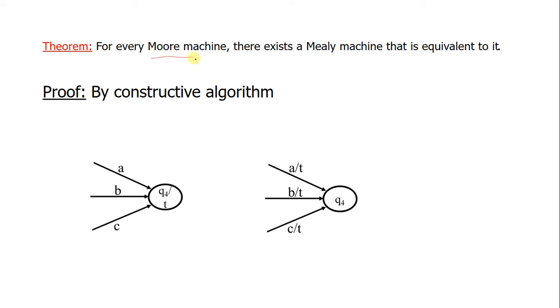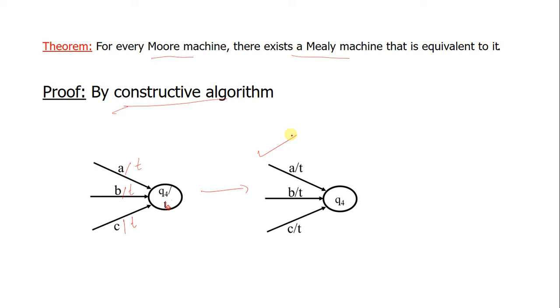There is a Mealy machine, and we can prove it by using a constructive algorithm. As you know, in a Moore machine the output is written inside the states here, but in a Mealy machine the output is written on the edges. So simply what we will do, we will remove the output from here and move it to here like this. So it will become the Mealy machine.